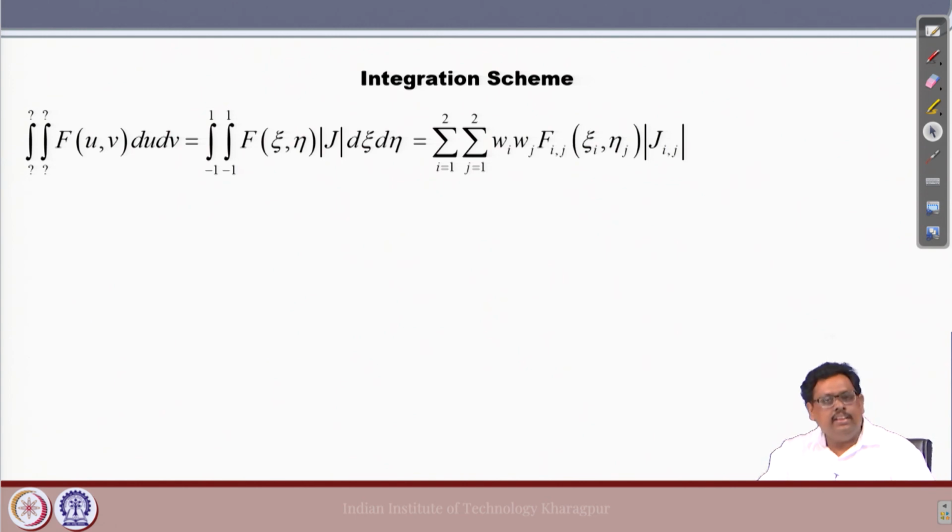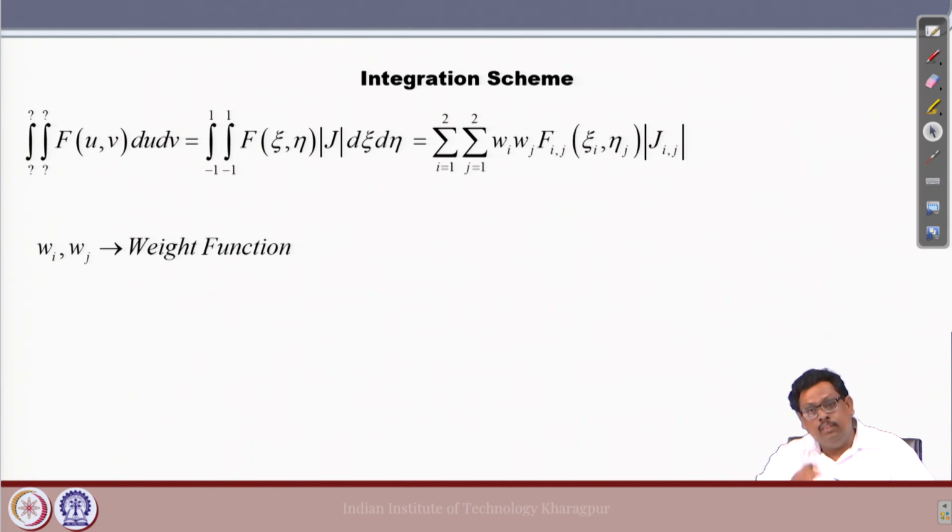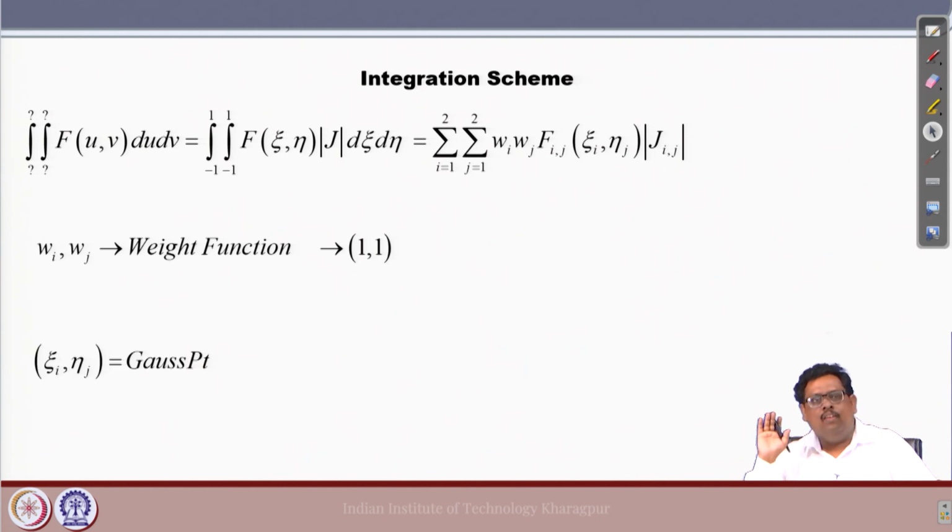So, now here what is w_i and w_j for our case, which is called the weight function. Now, in case of minus 1 to 1, in case of this Gauss quadrature rule, 2-point Gauss quadrature rule, this weight function is 1. So, fine. There is nothing wrong with this. So, it is 1, simple, and also xi_i and eta_j, those are the Gauss points, but these Gauss points are in this minus 1 to plus 1.